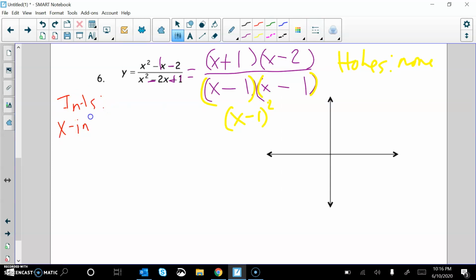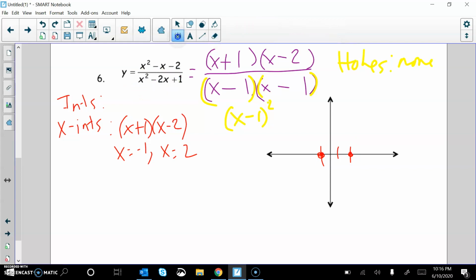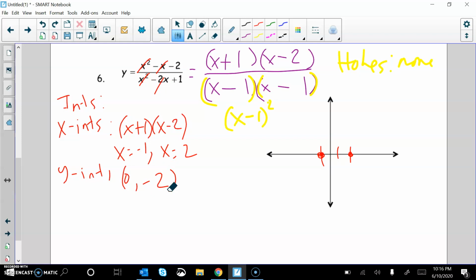So my x-intercepts occur when the whole thing is 0. The shortcut is to set your numerator to 0. So we have two x-intercepts, -1 and 2. So -1 is going to cross the x-axis, and 2 is also going to cross the x-axis. So that's there. Y-intercept, plug in 0. So 0, 0, 0, 0, -2/1. So -2. So the y-intercept is -2. So there's that.